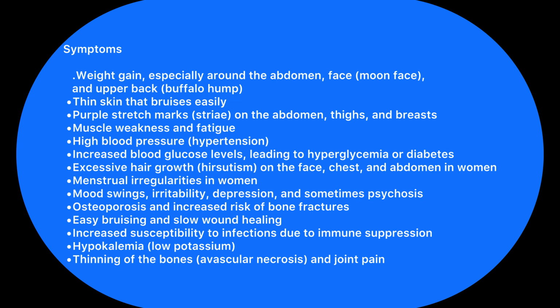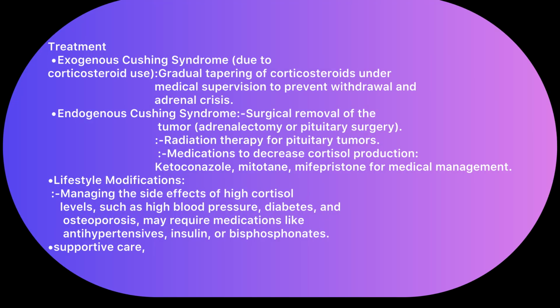Osteoporosis and increased risk of bone fracture, easy bruising and slow wound healing. Increased susceptibility to infection due to immunosuppression, hypokalemia, thinning of the bones. And the treatment depends upon the cause. In exogenous Cushing syndrome, there will be gradual tapering of corticosteroids under medical supervision to prevent withdrawal and adrenal crisis.